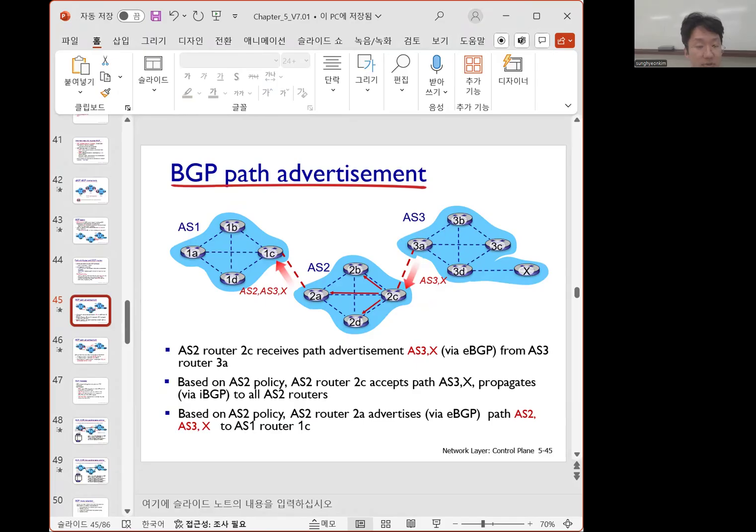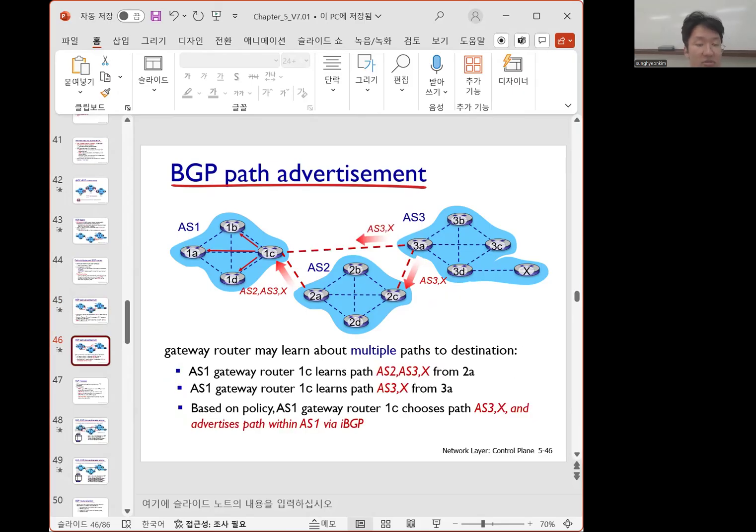As AS2 router 2C receives the path advertisement AS3, X from AS3 router 3A, based on AS2's policy, router 2C accepts the path AS3, X and propagates it via iBGP to all AS2 routers. Based on AS2 policy, AS2 router 2A advertises the path AS2, AS3, X to AS1 router 1C.